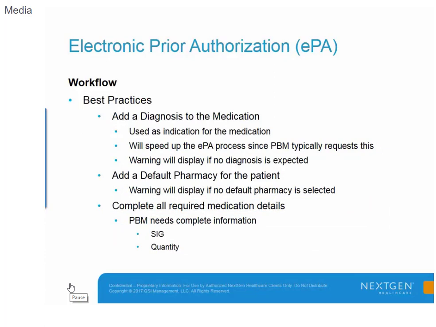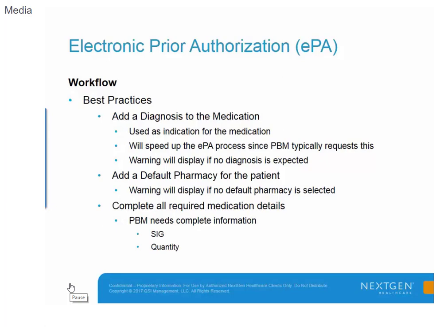We do have some best practices to keep in mind. First one is to add a diagnosis to the medication. This is typically needed for the prior authorization, and so therefore it'll speed up the process. The PBM will typically want it. You do get a warning if no diagnosis is selected, but in that case, it doesn't stop you.